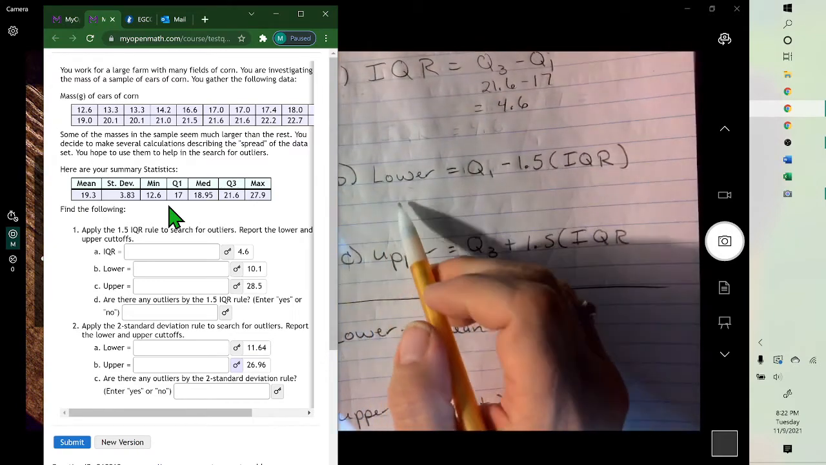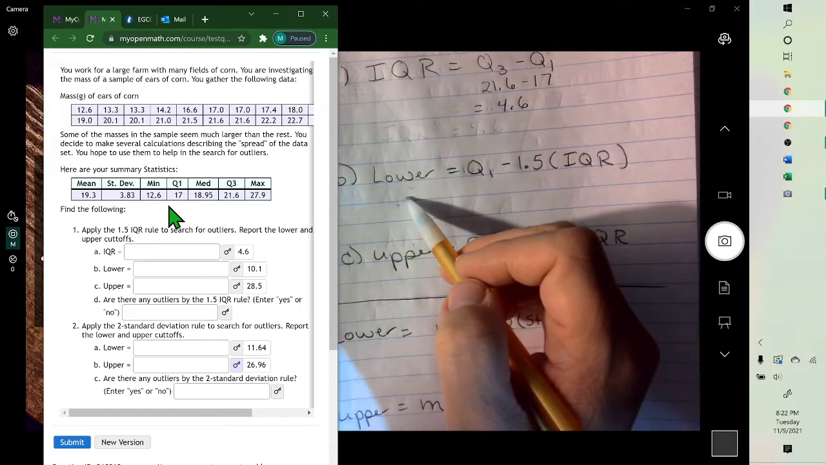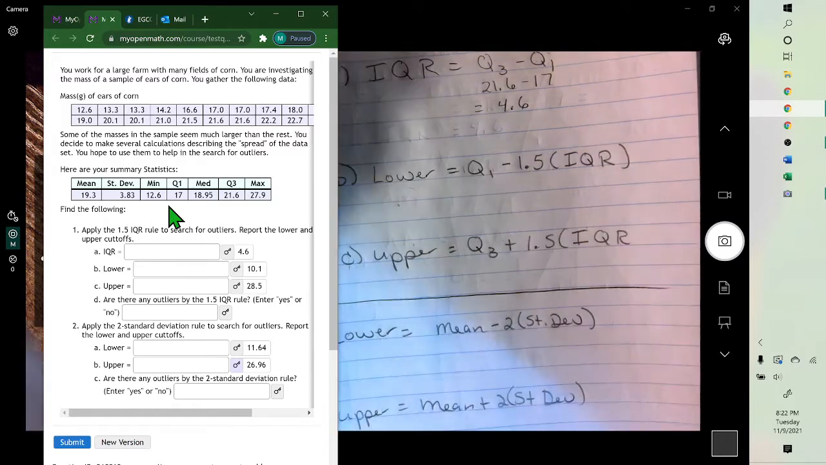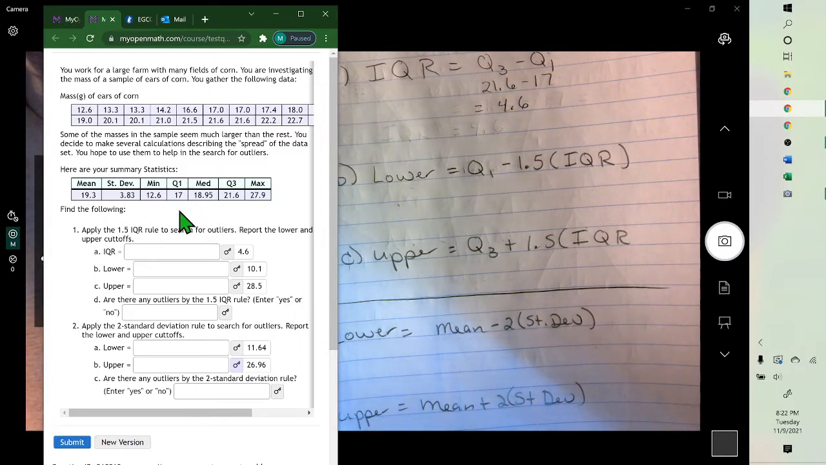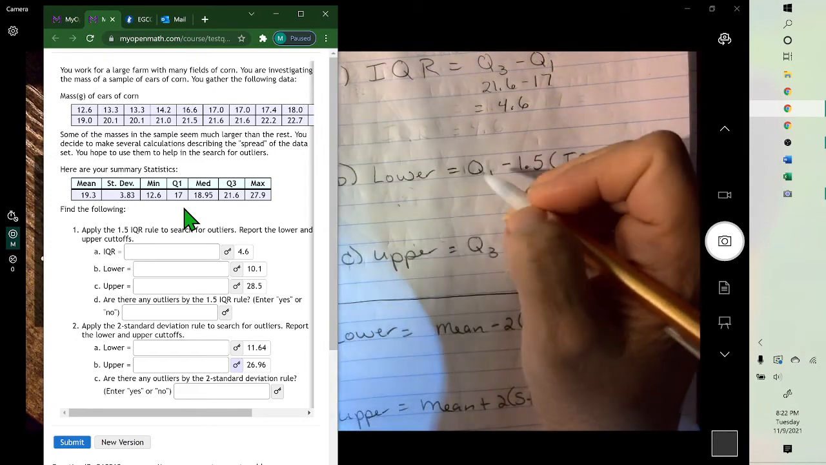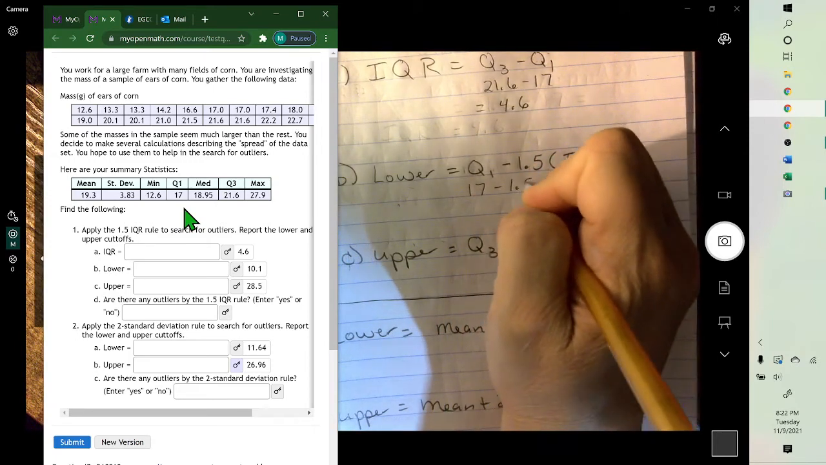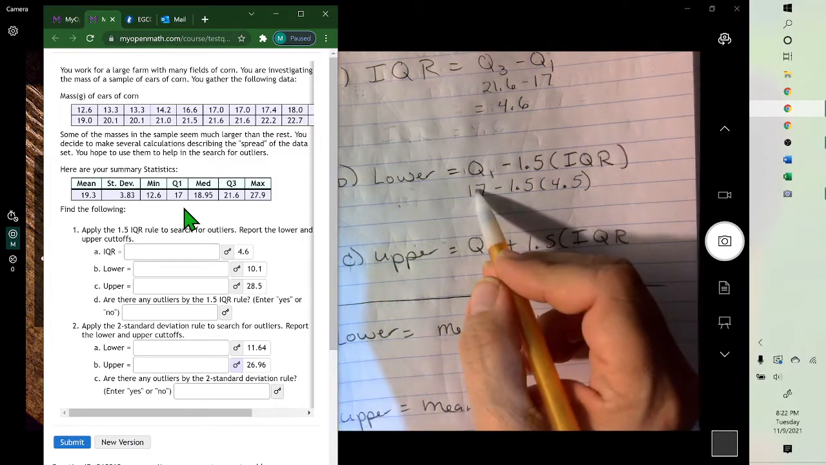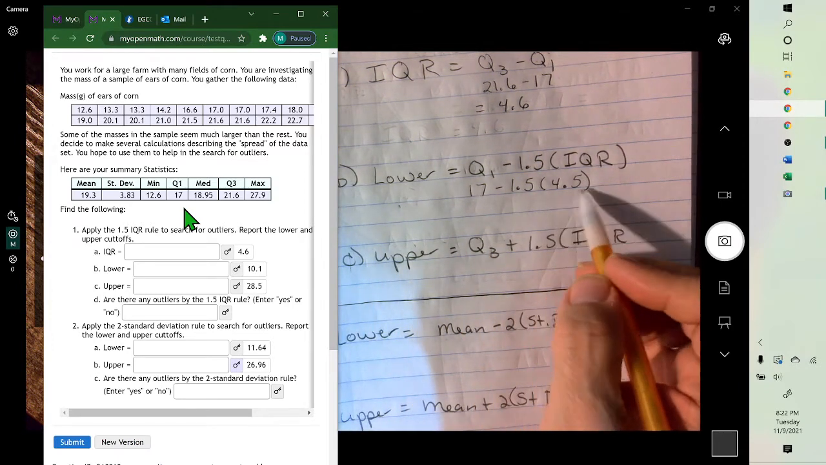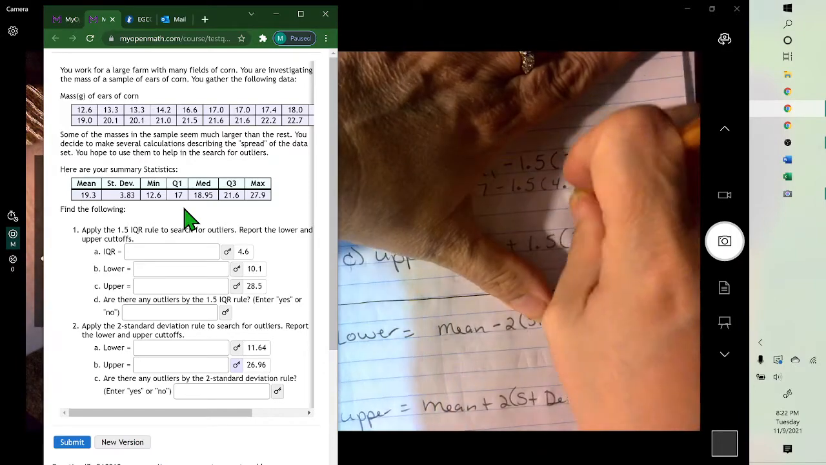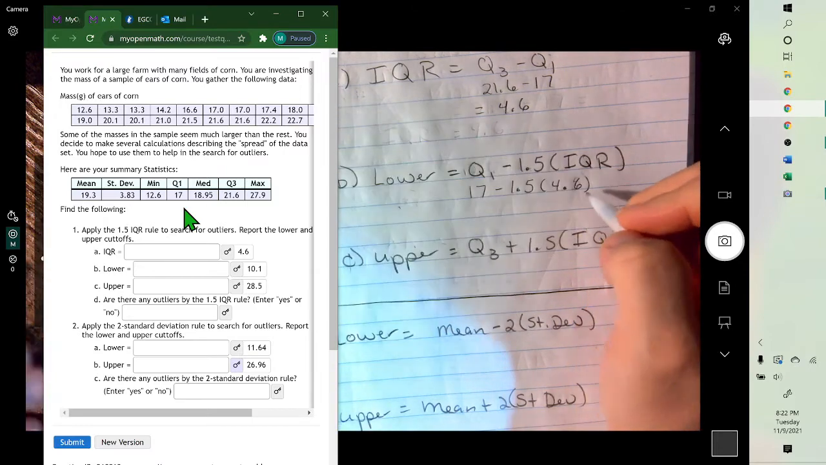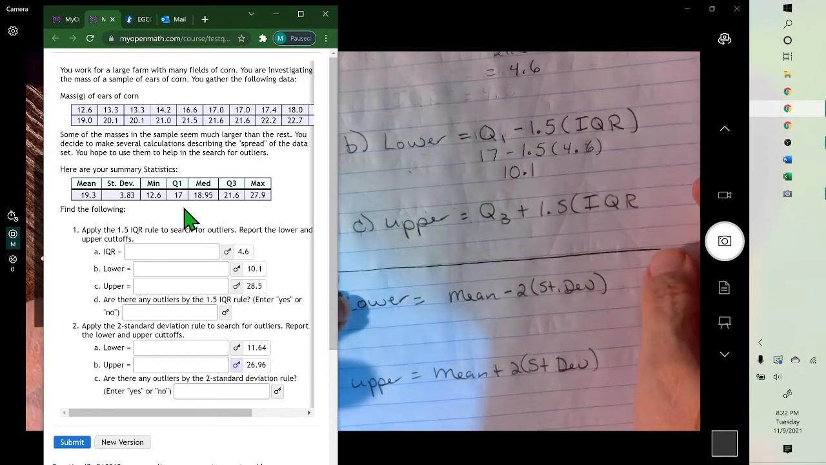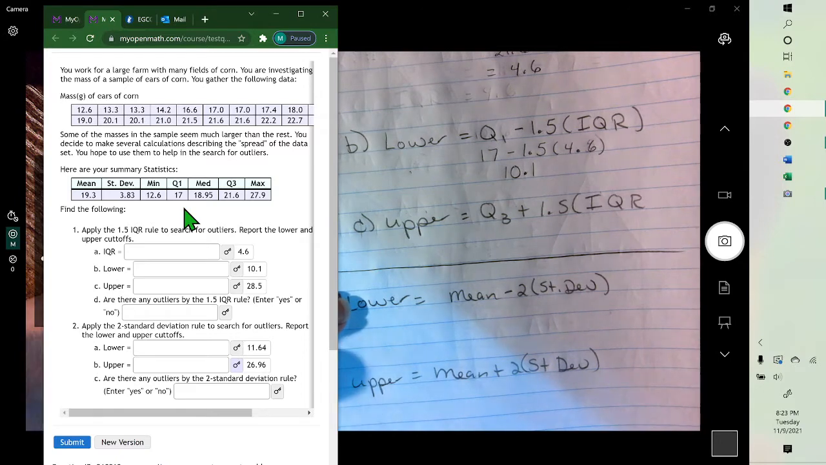Now to find your lower and upper cutoffs for outliers, for the lower, you take your Q1 because it's the lower one. Q1 was 17, minus 1.5 times your interquartile range. So it's your lower quartile minus 1.5 times 4.6, sorry, it was a 6 right here. And you get 10.1. So anything below 10.1 would be an outlier.